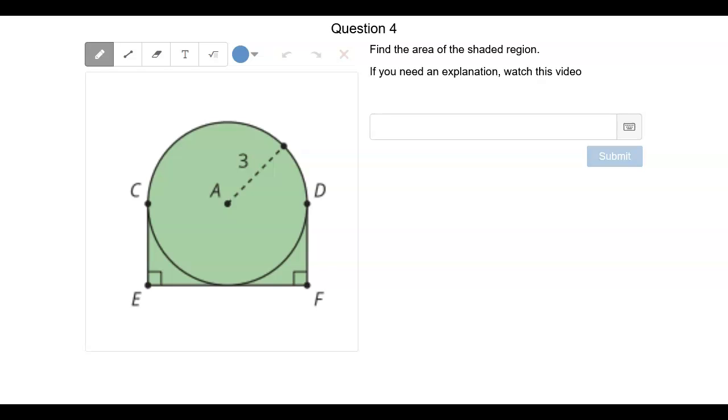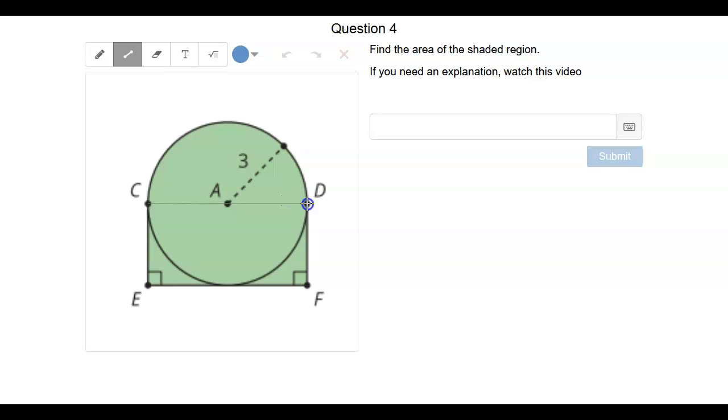Question 4, find the area of the shaded region. All right, now this one's going to take a little bit of creative thinking. So here's the best way that my brain thinks about it anyway. This is not saying that this is the best way, I'm just saying that this is the best way that my brain can think about it.